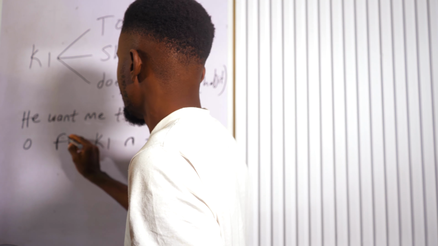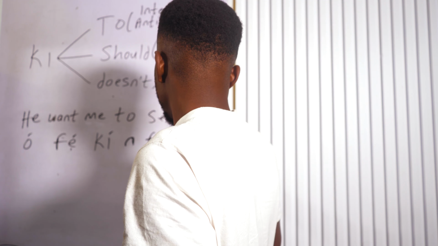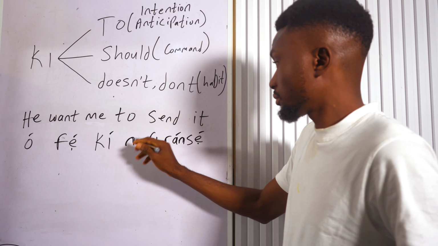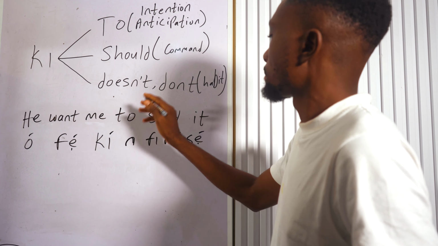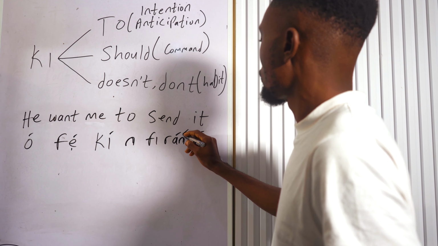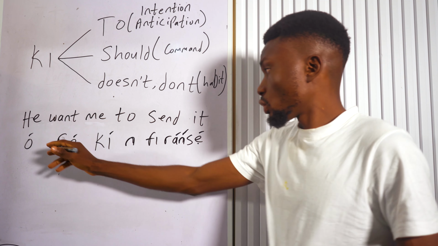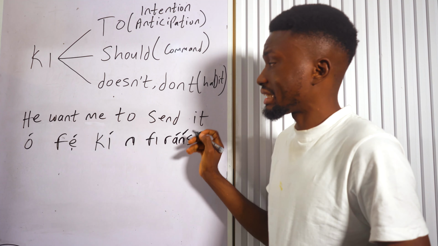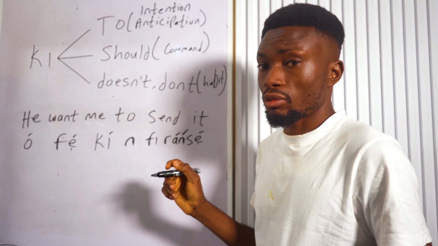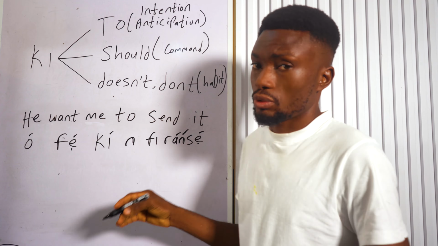So you can say, instead of "send", you can say fi ránṣẹ́. Ó fẹ́ kí n fi ránṣẹ́. He wants me to send it. Ó fẹ́ kí n fi ránṣẹ́. So this "it" is not always represented. He wants me to send it.